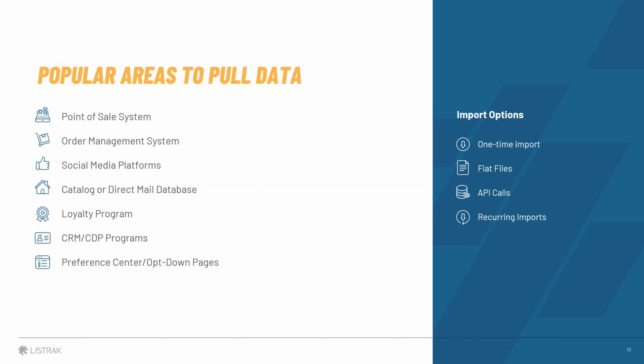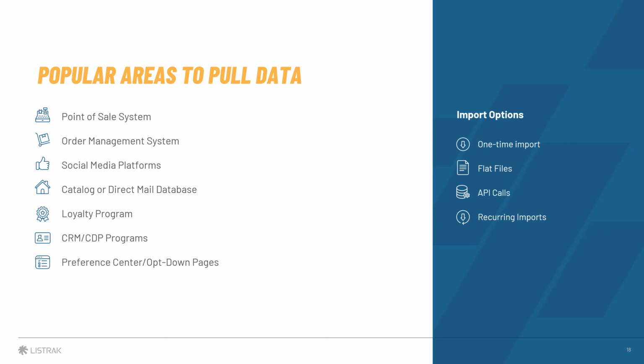Catalog and direct mail. John and I see more and more of catalog and direct mail all the time here, especially throughout this year. That's becoming ever more popular. Same thing with loyalty programs, maybe some information that you would be sending or want to collect when it comes to CRM or any CDP programs. And preference center and opt-down page is something that we're going to get into in a little bit more detail shortly.